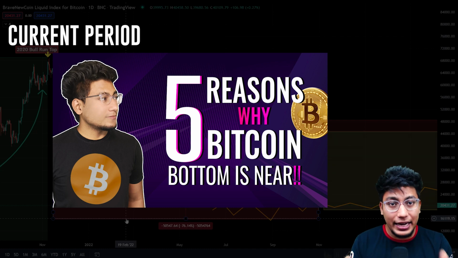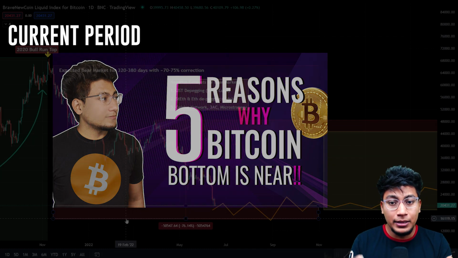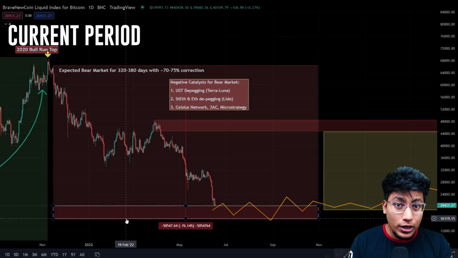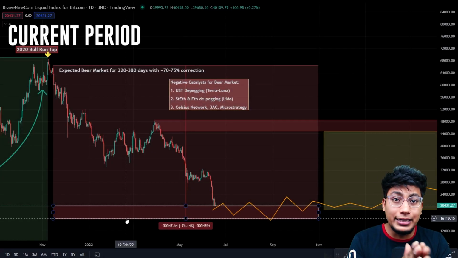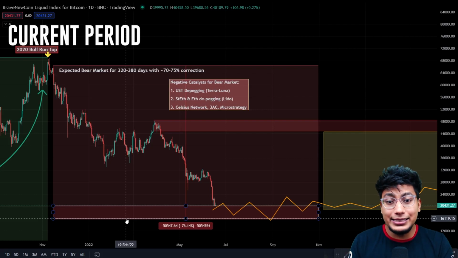And there are a lot of negative catalysts in this bear market. We had the USDT backing, which was the Terra Luna case. We have the staked Ethereum and Ethereum de-pegging, which was on the Lido protocol. And then we see Celsius Network, 3AC, MicroStrategy, all the big whales on the verge of liquidation. And we even saw 3AC liquidating one of its accounts yesterday in Ethereum.